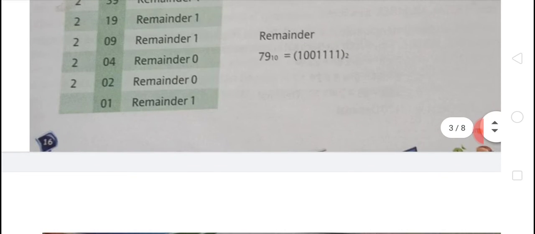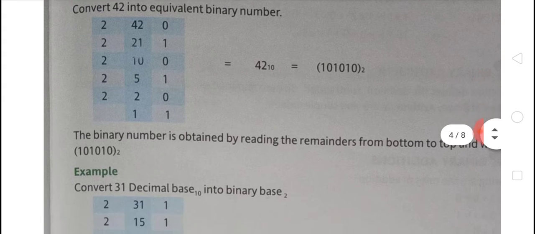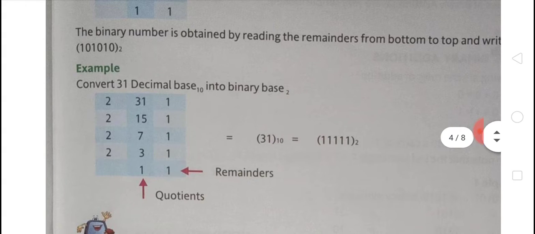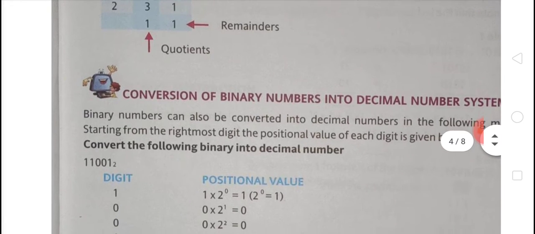Clear? Like this way you can write. So this is the way you can convert. Convert 42 into its equivalent binary number. So same way you can convert 42 also. Here, conversion of 31 decimal base into binary base.